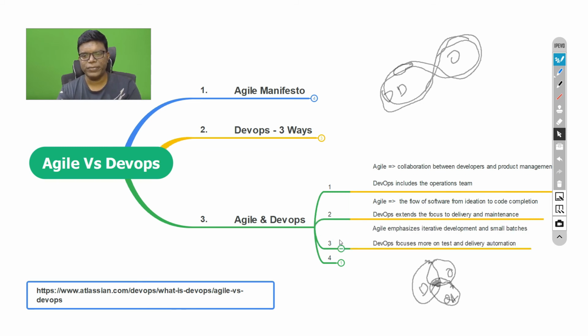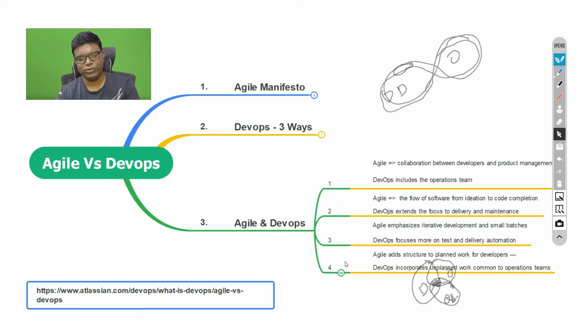Third one, Agile emphasizes iterative development and small batches. DevOps focuses more on test and delivery automation. We spoke about it here, right? Automation is an important aspect of DevOps, whereas Agile emphasizes iterative development and small batches. So this is a very big change from what waterfall used to be, and DevOps extended or evolved Agile to its next stage.